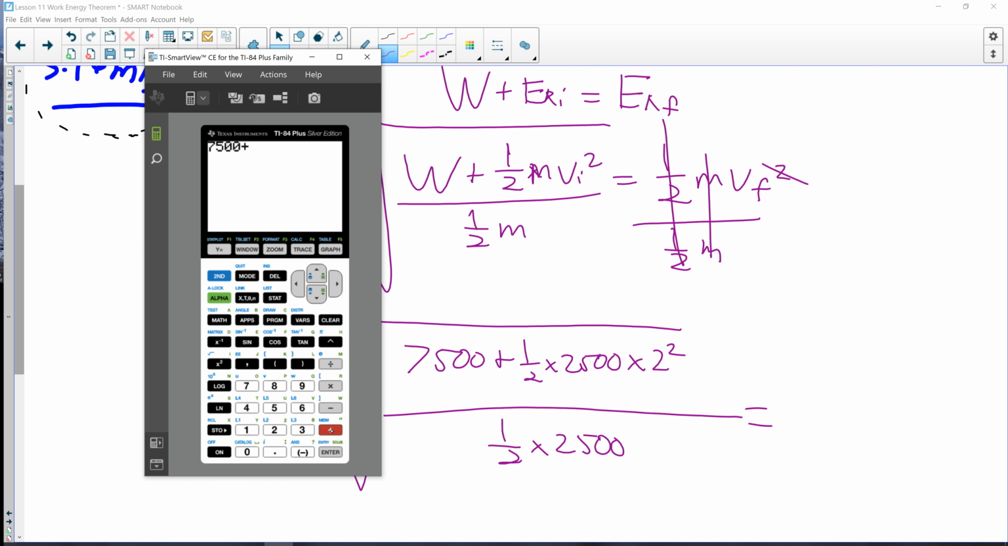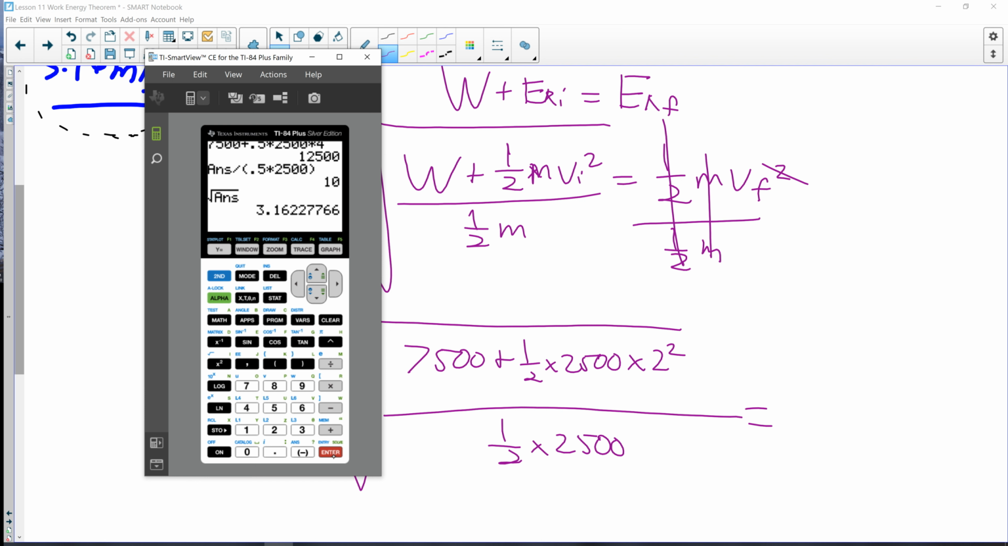7,500 plus 0.5 times 2,500 times 4. That's better. Okay, and then divide that by 0.5 times 2,500. And then square root that. That'll be 3.16. Okay? All right, everybody okay with that? Easy to make a mistake on your calculator? Happens to me all the time, okay?